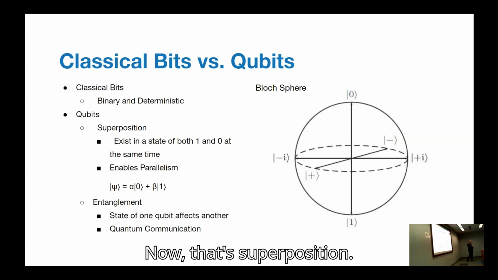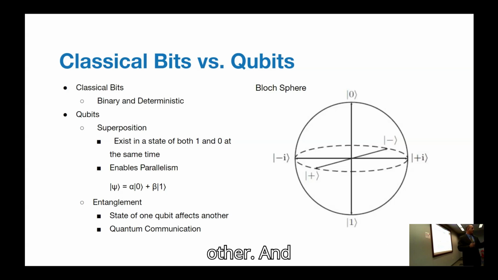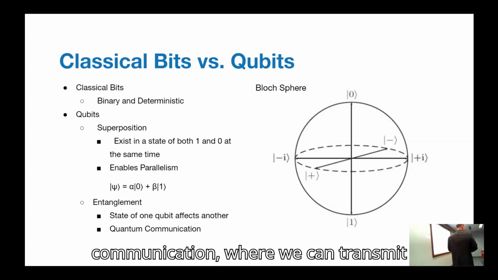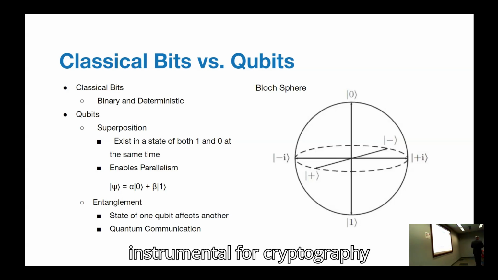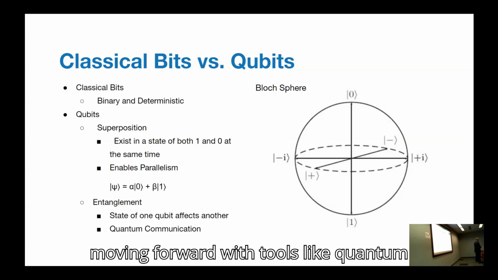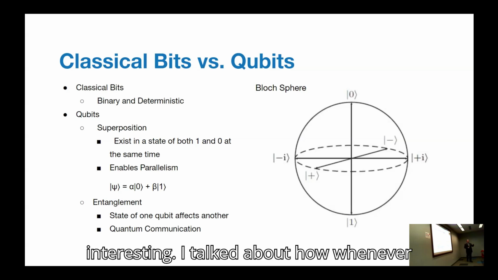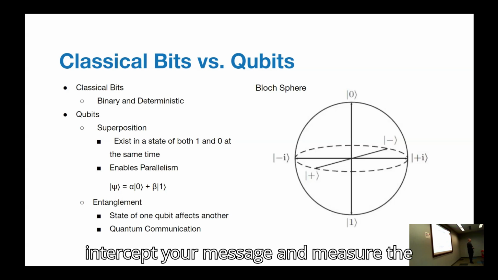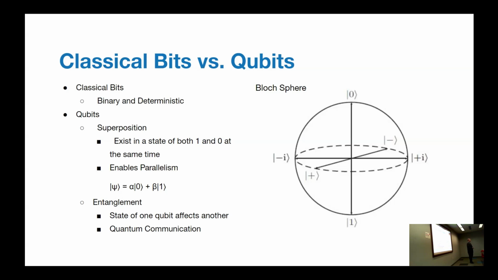Now, that's superposition. Entanglement: we can do operations that entangle two qubits, to where the state of one affects the state of the other. That enables things like quantum communication, where we can transmit information between two different parties. It's very instrumental for cryptography moving forward, with tools like quantum key distribution. I talked about how whenever you measure the qubit, it's either 0 or 1. Well, if someone tries to intercept your message and measure the qubit, they collapse the state. It's immediately known that your message has been intercepted.